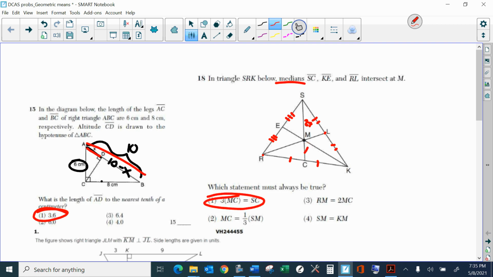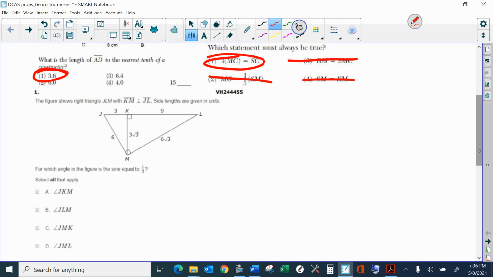So let's look at these other ones here. RM, that's 2X, equals 2 times MC. No, it's 2 times ML. MC itself equals 1/3 of SM. No, it's 1/2. This is X, and SM is 2X, so it'll be 1/2 of SM. And SM equals KM. No, that would only be true if it's an equilateral triangle. That's the only time. So it does not have to be true. Number 1 is true.